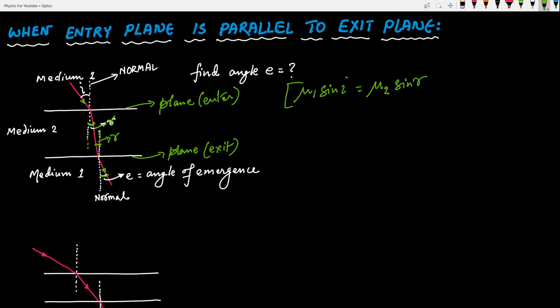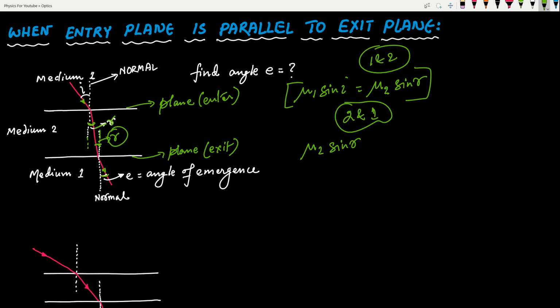Therefore, for medium pair 1 and 2, we got this relationship. For the medium pair 2 and 1, we will get the refractive index of 2 sin R, because we are taking this and this medium now, is equal to the refractive index of medium 1, because this is actually medium 1, into sine of E. I hope this is clear.